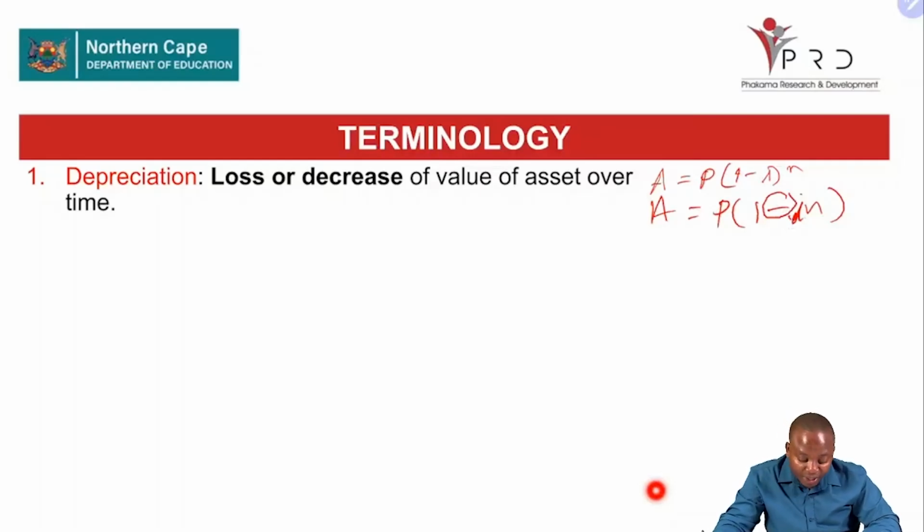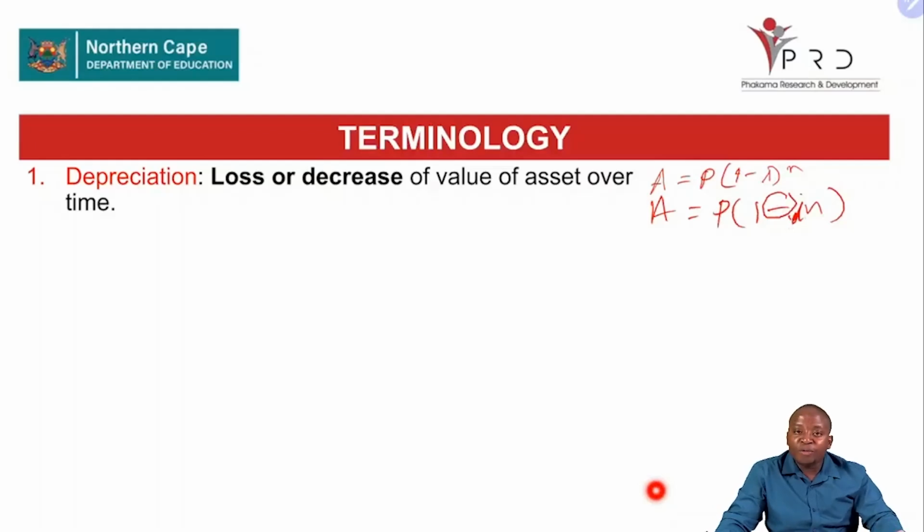So under depreciation, we notice that our formulae will change the sign to become negative in the middle, right? Depreciation, what is depreciation? Depreciation, we're talking about a loss or decrease of value of an asset over time. So we have assets that lose value. When they lose value, we are saying they are depreciating in their value, right? So assets like, for example, a vehicle.